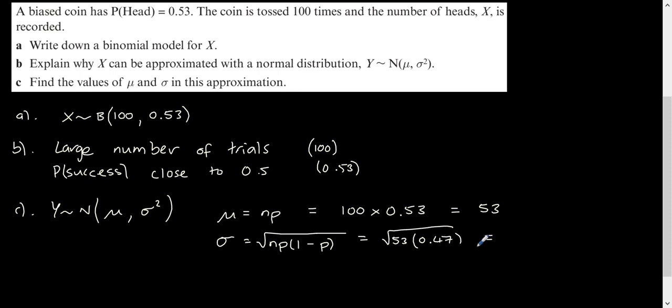And we'll do a quick bit of calculation. So we've got 53 multiplied by 0.47, and then we take the square root of that, and we get 4.99.